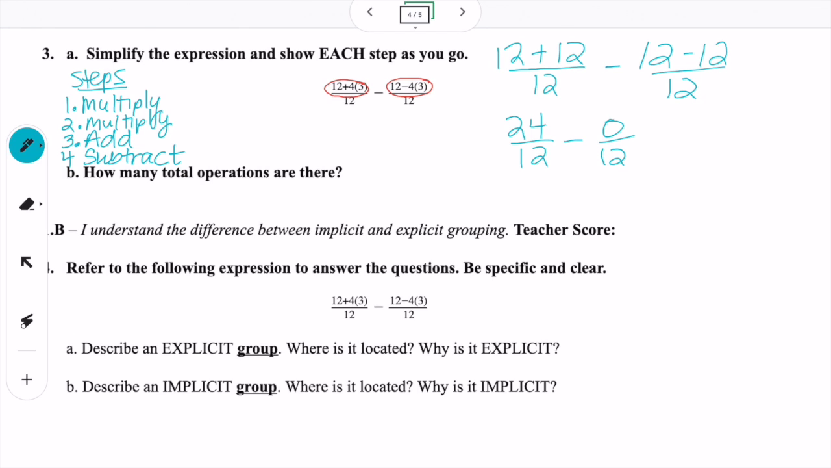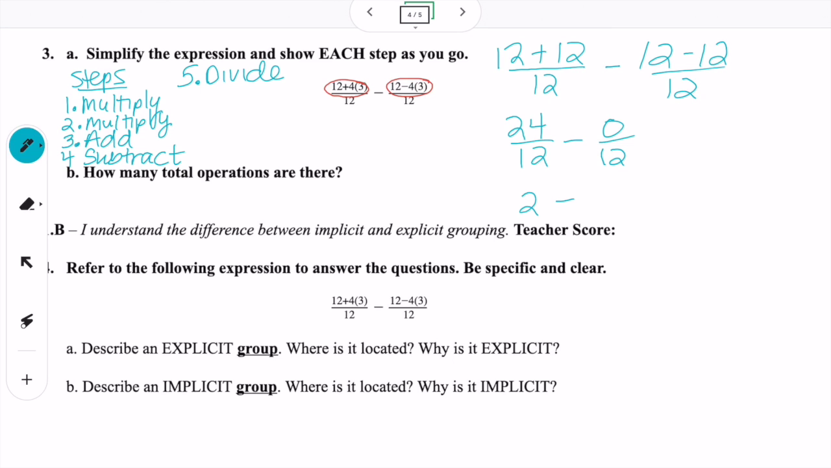Now I'm looking at my simplified fractions and the numerators are simplified. Now I can look at the entire thing as a whole, now that my implicit groups are simplified and they're just numbers now. I have two divisions and I have a subtraction. The order of operations says we have to divide before we subtract. So I'll start on the left. And 24 divided by 12 is 2. That's an operation. So step 5 was to divide.